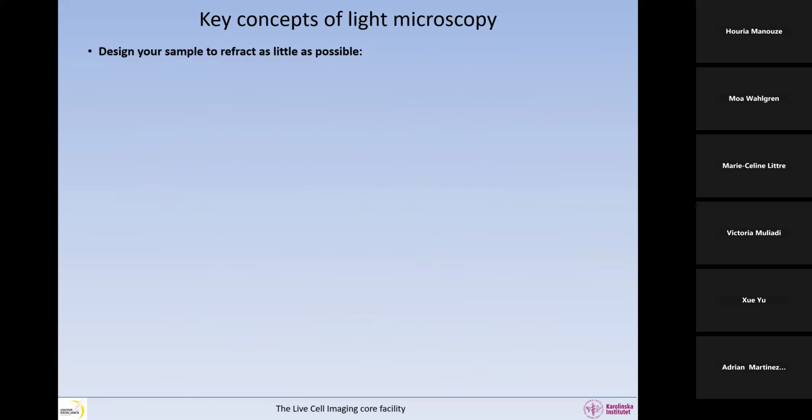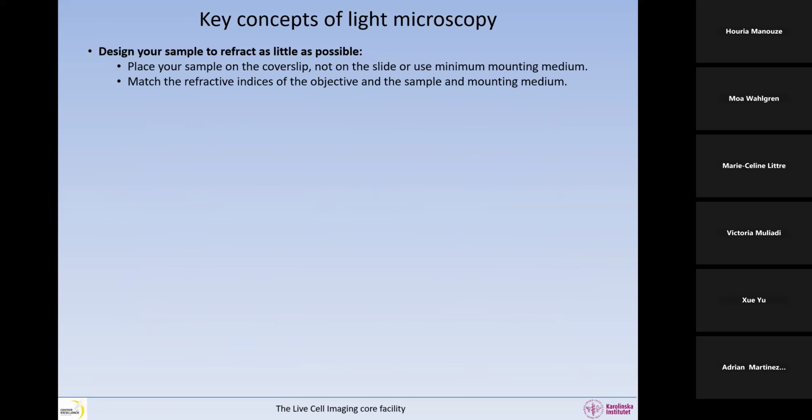So please design your sample to refract as little as possible. What does that mean? Place your sample on the cover slip if you can, not on the slide. If you cannot put it on the slide, for example, because you are boiling your sample for antigen retrieval, then use the minimum amount of mounting medium, okay? And then match the refractive indices of the objective, the sample and the mounting medium, all this to prevent more refractions, prevent the sample from looking like a kaleidoscope. And again, we will talk about this later in the course.